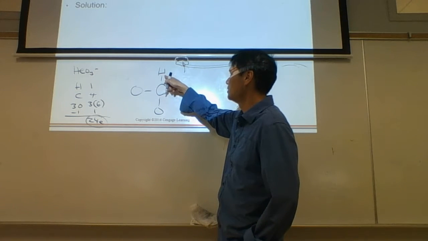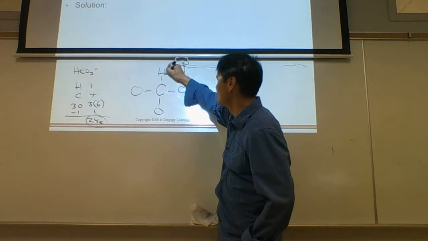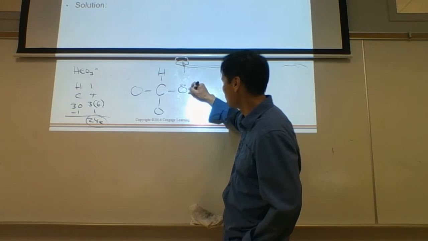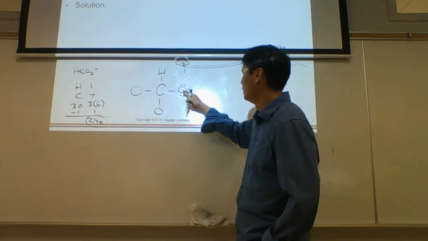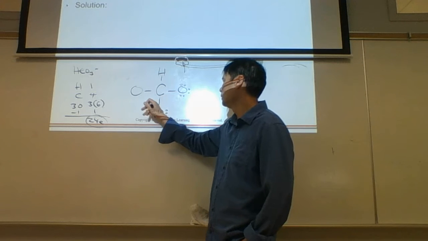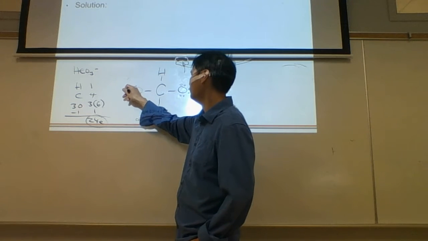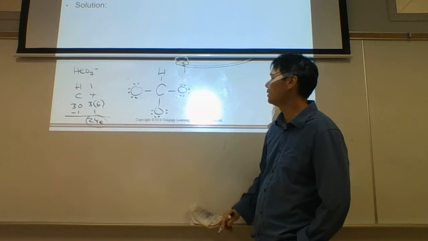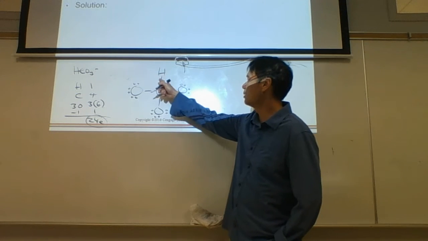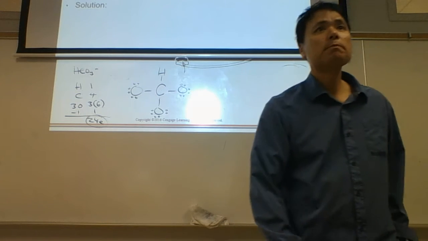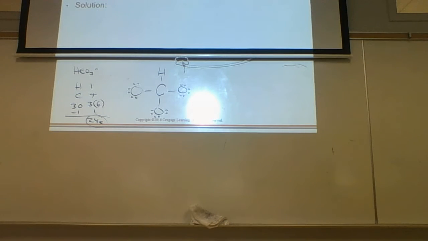Well, hydrogen doesn't need an octet. Hydrogen needs just a duet. And so this is fine. But oxygen needs an octet. And so let's go ahead and put electrons here, and here. So that gives us 2, 4, 6, 8, an octet around oxygen. Carbon has an octet, 2, 4, 6, 8. So does that look pretty good? Yeah, everything has an octet.